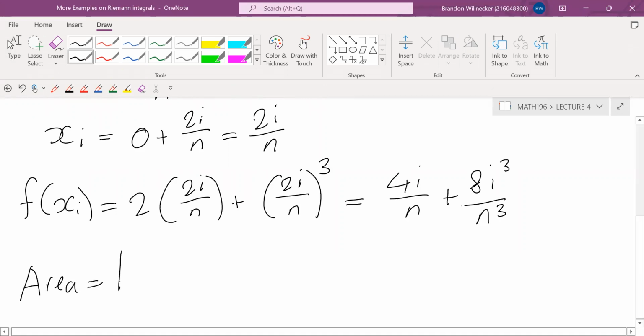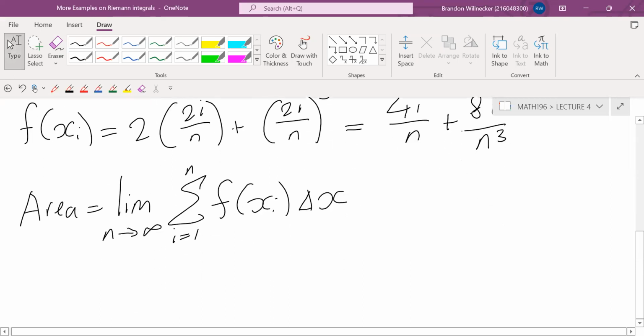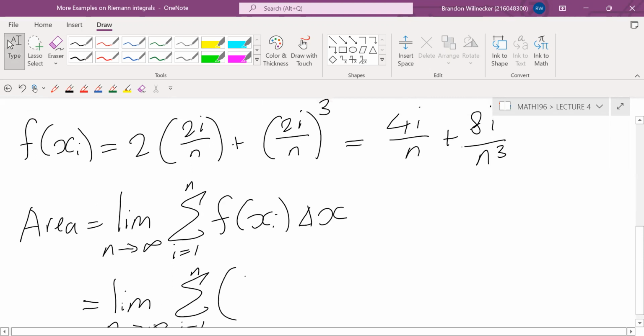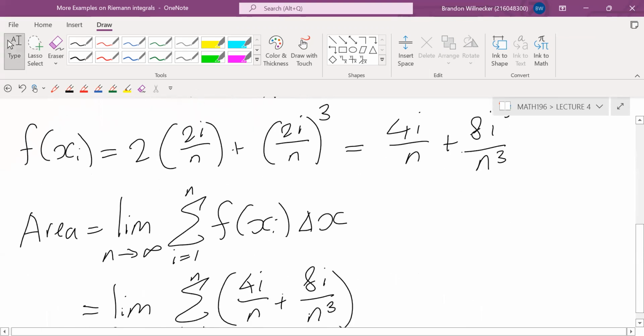So the area is equal to the limit as n goes to infinity, the sum from i equals 1 to n, f of xr delta x. Okay, so we just substitute what we know. That's the limit as n goes to infinity, the sum from i equals 1 to n. f of xr, we calculated that over here. That's 4i over n plus 8i cubed over n cubed. And then delta x, that was the first thing we did. That was 2 over n.